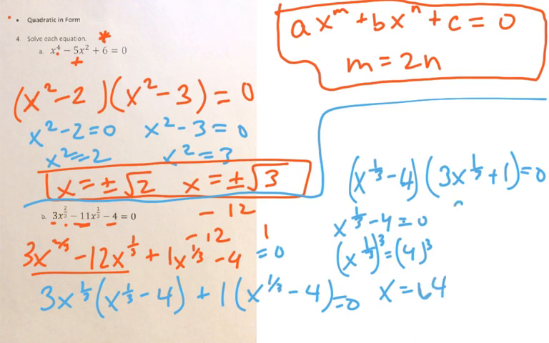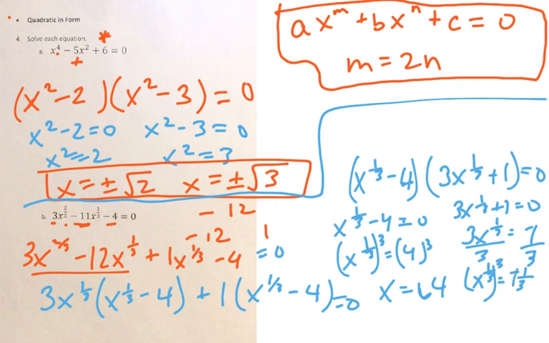This one over here, I'm going to take 3x to the 1/3 plus 1 equals 0. So 3x to the 1/3 equals negative 1. Divide both sides by 3. So I get x to the 1/3 equals negative 1/3. Raise that to the third power, and I get that x is equal to negative 1/27. So I get two solutions for that.